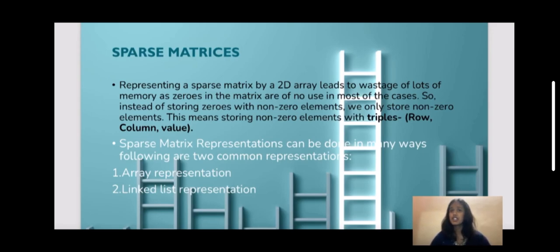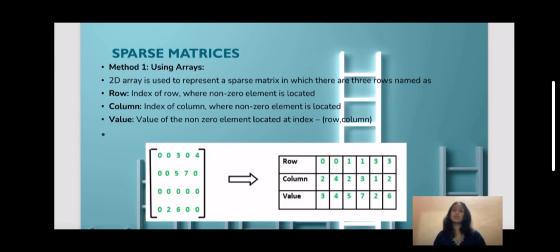Okay, so sparse matrix representation can be done in many ways. The following are two common representations. One is the array representation and one is the linked list representation. So in the array representation, how do you represent the sparse matrix? Now let's look into it. A 2D array is used to represent a sparse matrix in which there are 3 columns named row, column and value. So in which row and in which column which non-zero element is present, that's how you'll be representing it in the array. Now what is row? The index of the row where a non-zero element is located, as I mentioned. Column, the index of the column where a non-zero element is located. Value, the value of the non-zero element located at that index.